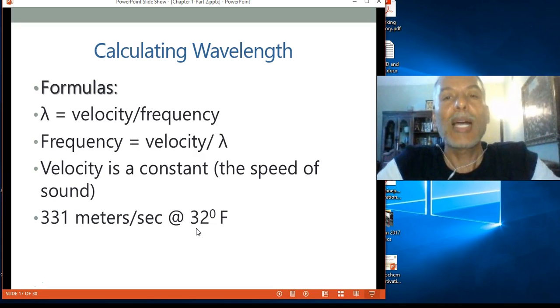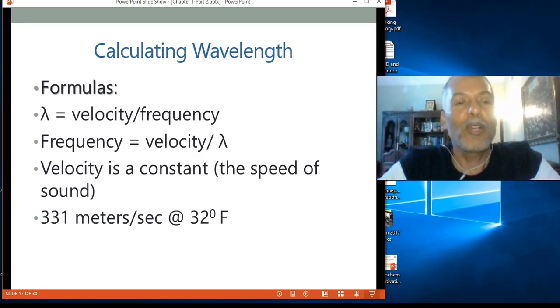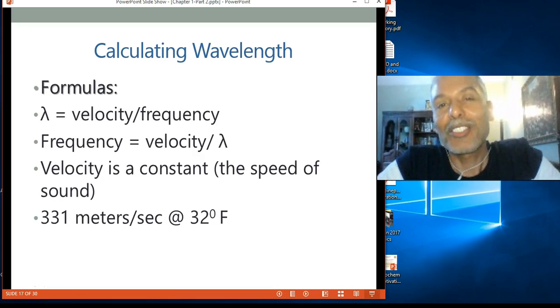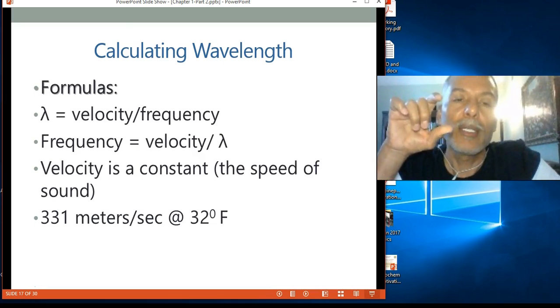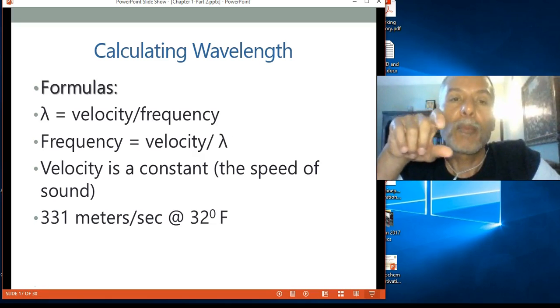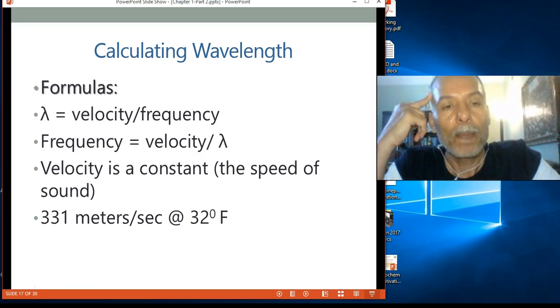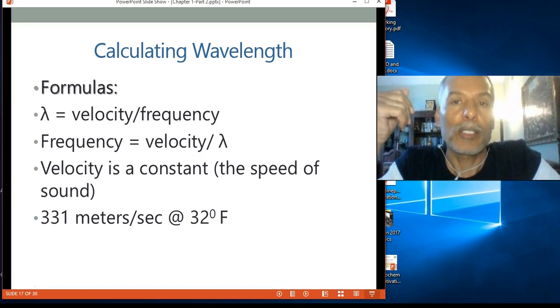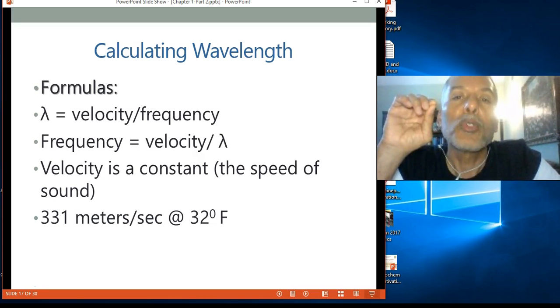So now, calculating the length of a wave. Now you are freaking out. Oh my God, I'm doing math. Lambda equals velocity divided by frequency. It is much simpler than you think. So the length of the wave equals velocity, the speed of the wave, divided by the frequency, by the number of vibrations that happen per second. You will always be given velocity. Velocity is the speed of sound.